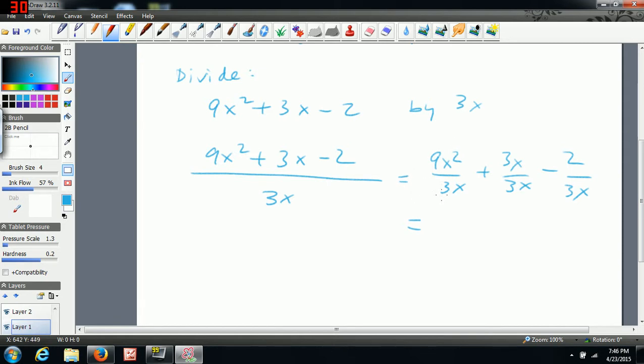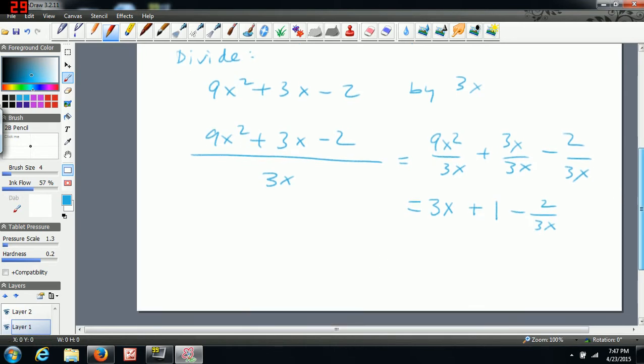now 9 divided by 3 is 3, and then x squared divided by x to the 1. You remember the rules for dividing two variables with the same base, you just subtract the exponents, so we get x to the 1, so we don't write anything here. And then 3x divided by itself is 1, and this one here just stays as 2 over 3x, because we can't reduce it any further. Okay, so that would be the answer for that one.